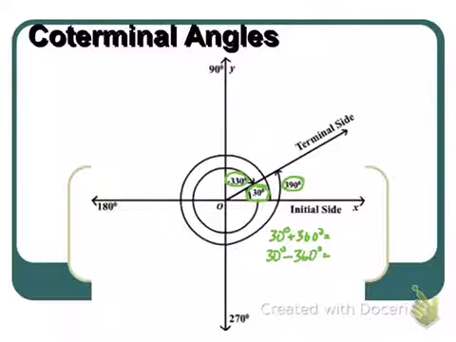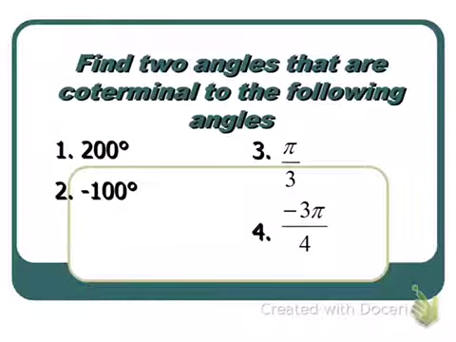That's what Hattie did with 90 degrees, right? She added 360 and got to 450. She subtracted 360 and got to negative 270, or somebody came up with the other one. All right? So those are coterminal angles. Now, we can, just as a skill, find two angles that are coterminal to the following angles.